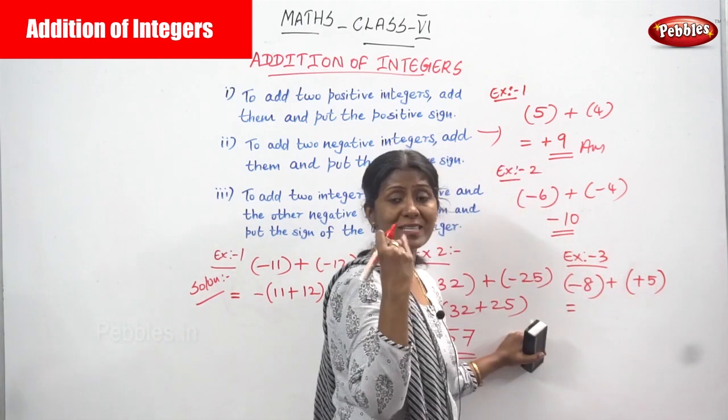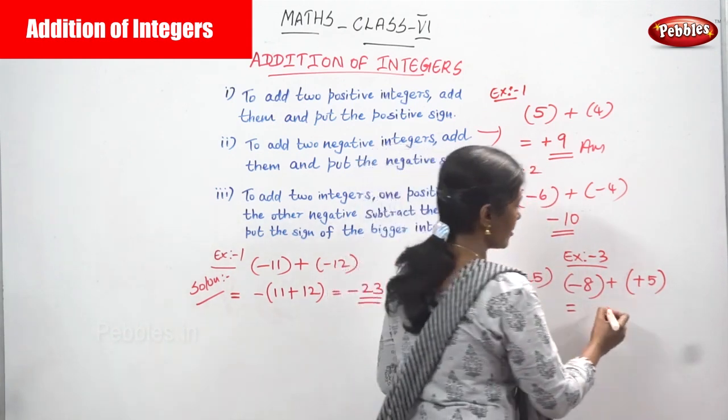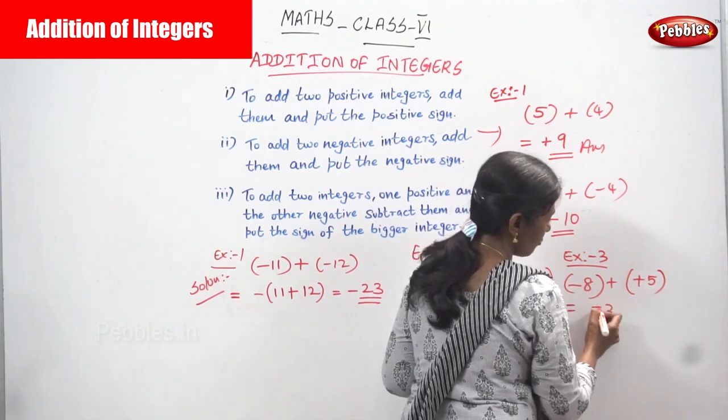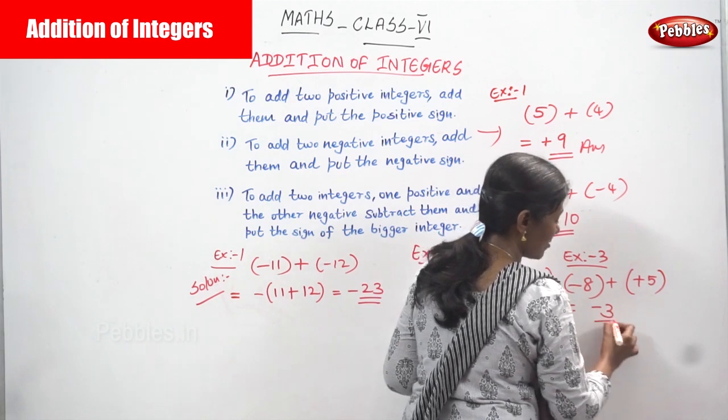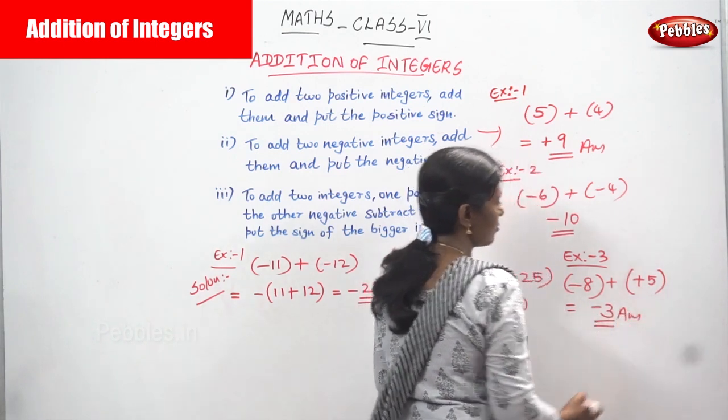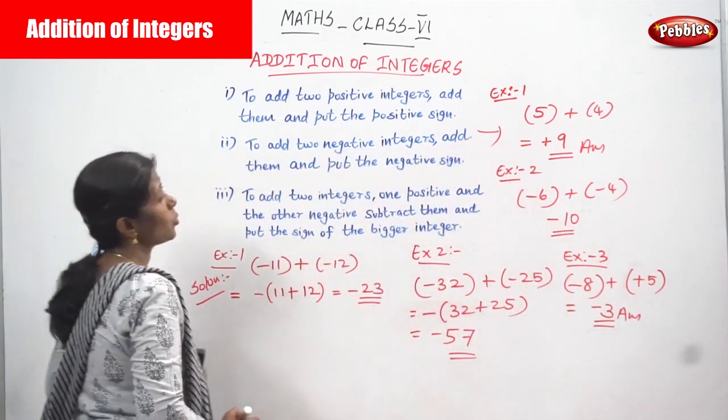After 5, 6, 7, 8, the answer is 3. The bigger number is 8, so you have to put the negative sign in front of the number. So minus 3 is the answer for this question. That is what they mention.